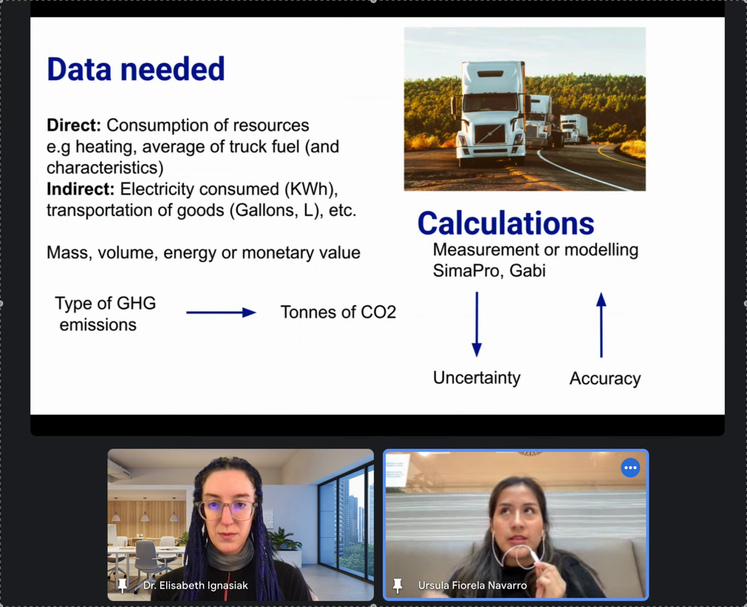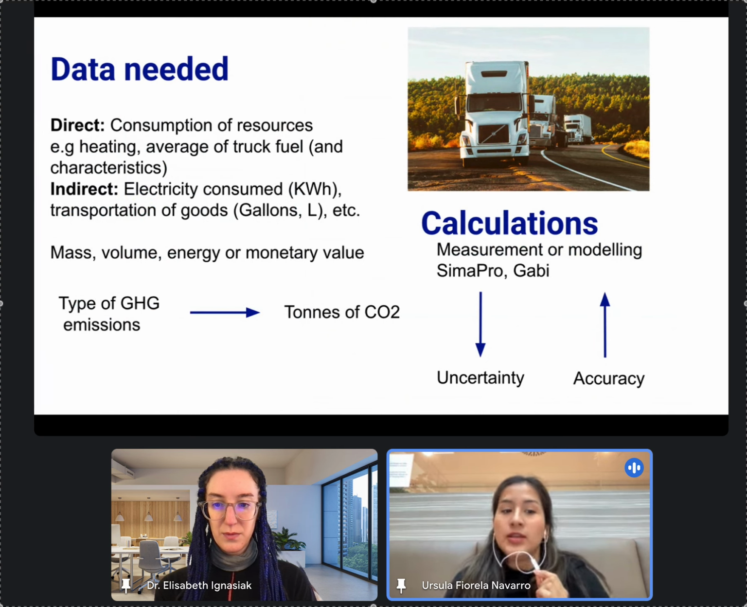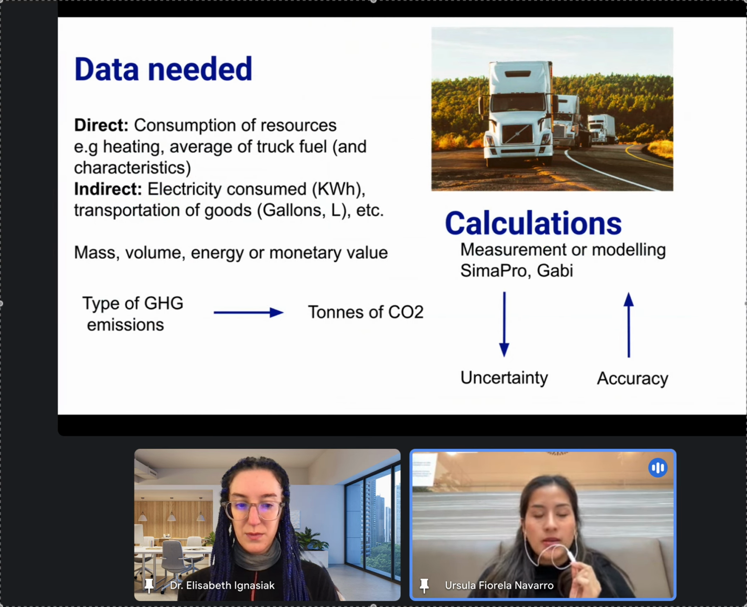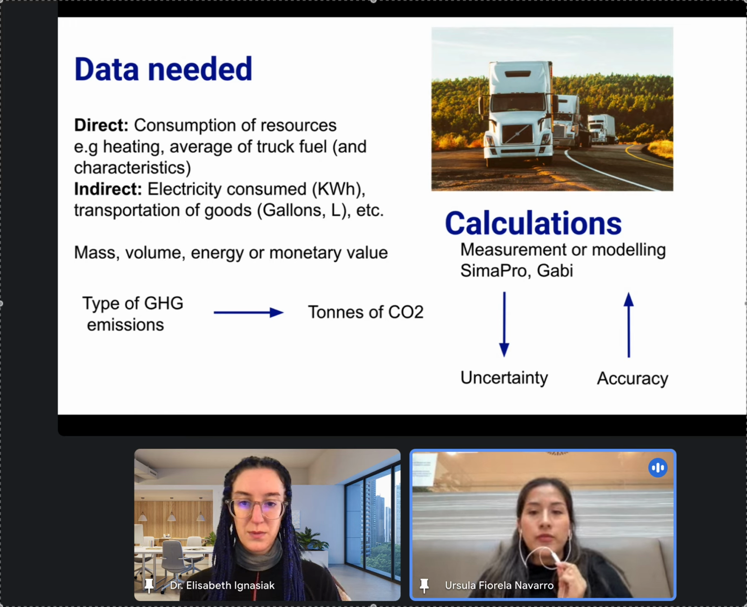And in this whole process of calculations, what we're interested in is transforming or scaling the greenhouse gas emissions to tons of CO2 equivalent. And the ISO establishes different steps that you should follow for your calculations in order for you to reduce uncertainty and increase accuracy of your calculations. It also suggests that for every calculation that you're doing, you have to make sure that you are justifying how you're doing the calculations, the sources that you're using for your calculations, etc.